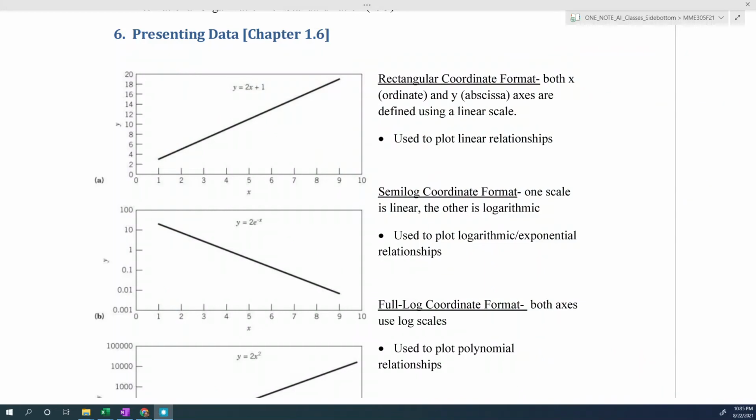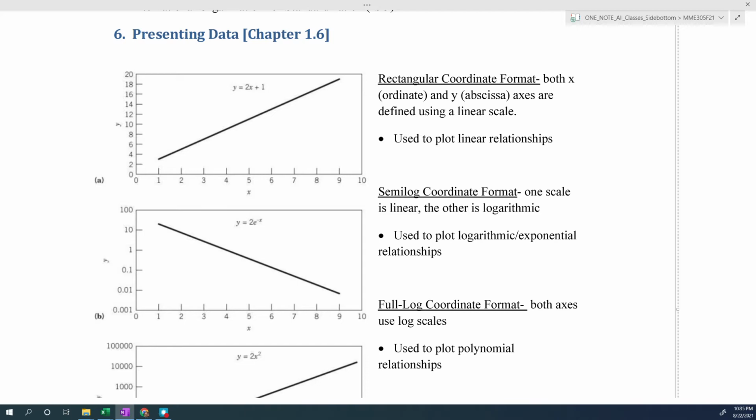The topic that we're going to cover in this asynchronous lecture is on presenting data. How you present data is very important when you're presenting your results to other scientists and other engineers.